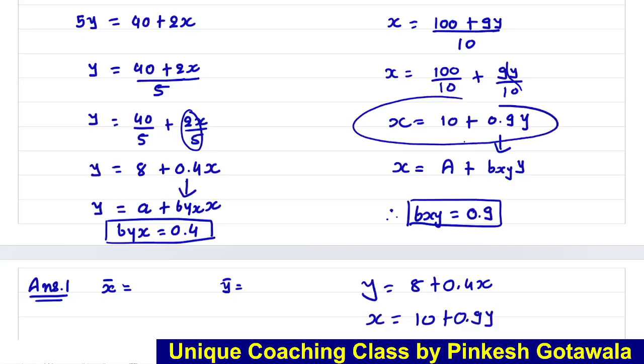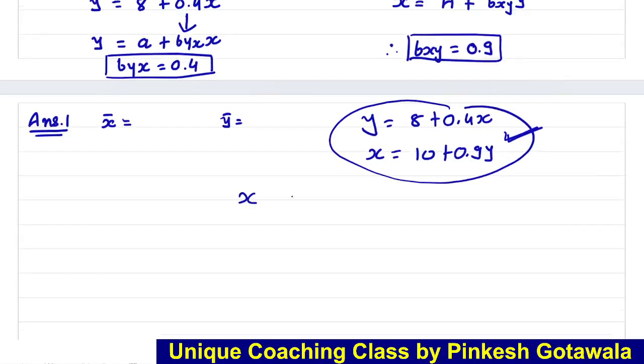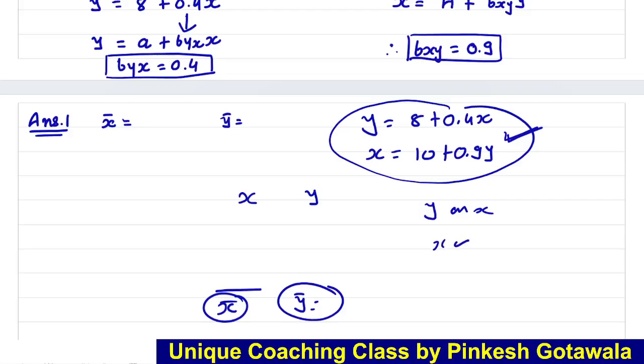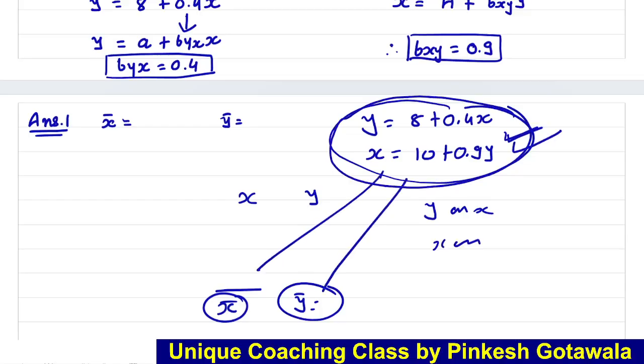Okay, so if you solve any sum of this chapter, if you have found the x on y and y on x regression lines like this, now you compare them and find out the value of x and y. These are equal to x bar and y bar. That is, if you have solved any sum, suppose x and y is given, then you find out x bar and y bar, and then you find out the y on x or x on y regression like this. Now compare these regression lines and find the value of x and y. This answer must match with x bar and y bar.